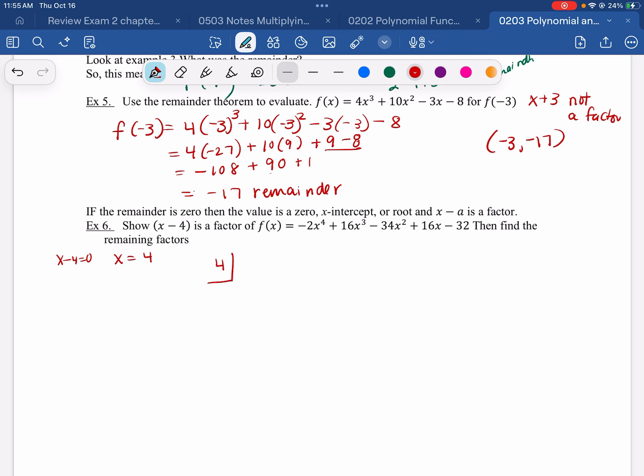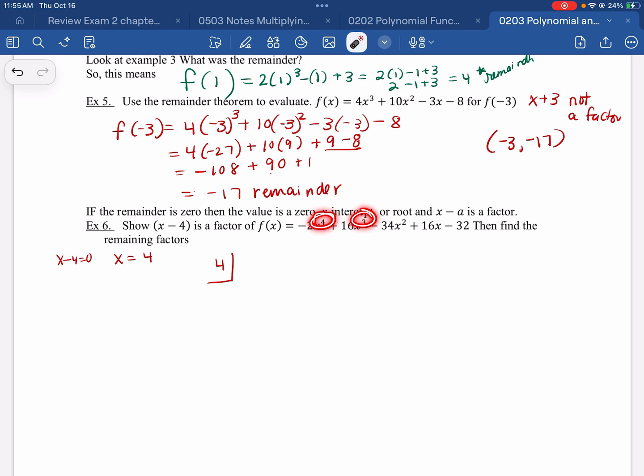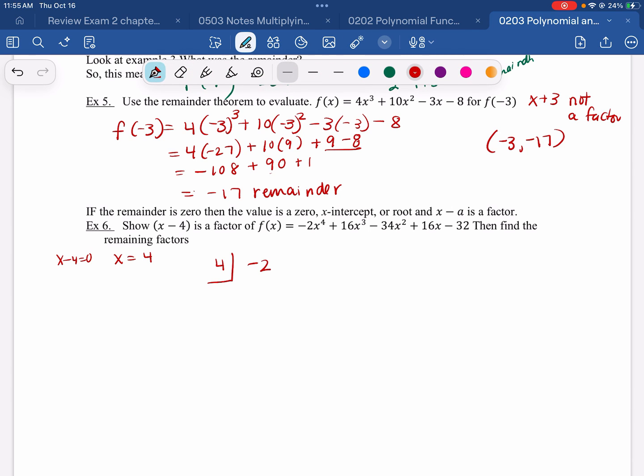I'm looking at my exponents. My exponents go 4, 3, 2, 1, none. Great, I don't need a placeholder. Coefficients, negative 2, 16, negative 34, 16, negative 32. Drawing my line, leaving a gap, first number comes down, negative 2. Multiply, negative 2 times 4. So we're multiplying.